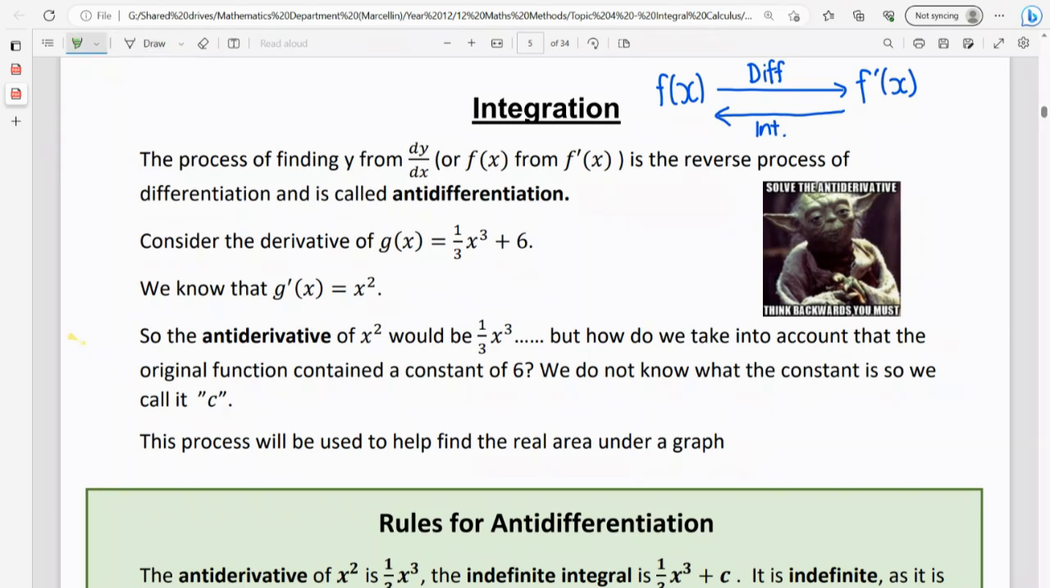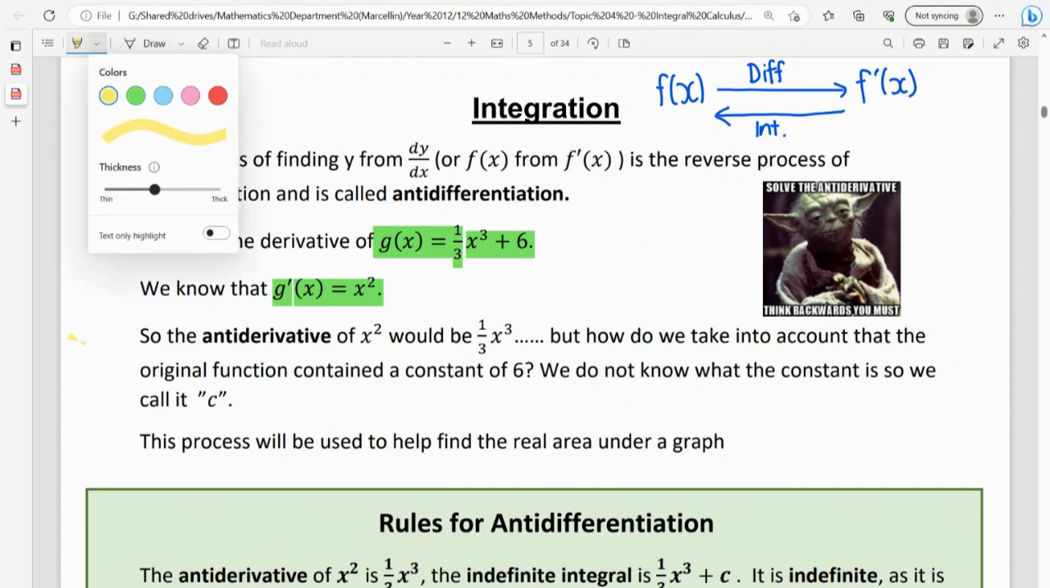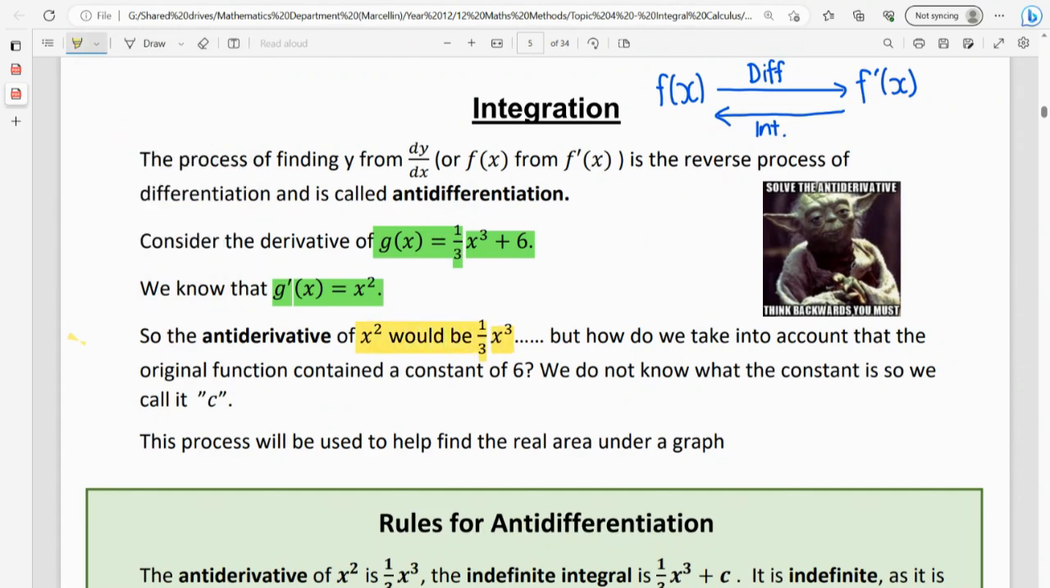If we have a look at an example of this, we'll take a third x cubed plus 6. Now, when we differentiate it, it's going to give us x squared, and there was nothing on the end because the plus 6 goes to 0. So basically, you've got this thought that if I've got x squared, that would become a third x cubed. But notice that we didn't actually have just a third x cubed. We had this 6 on the end.